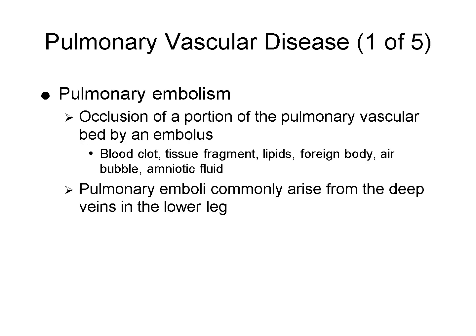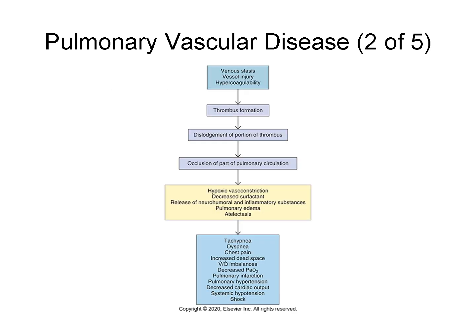A pulmonary embolism occurs when a clot or other embolus travels to the lungs and blocks part of the pulmonary vascular bed. These emboli often originate from deep veins in the legs, making them a complication of deep vein thrombosis. Depending on the size and location of the embolus, symptoms may range from mild shortness of breath to sudden death. Prompt recognition and treatment are essential to restore circulation and prevent recurrence. This slide likely continues the discussion on pulmonary embolism or introduces related disorders.